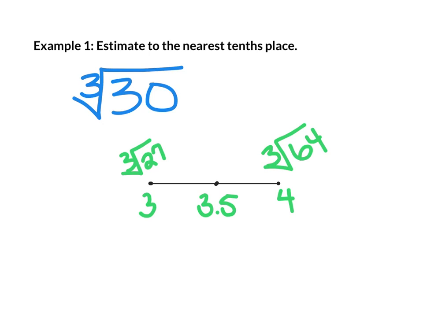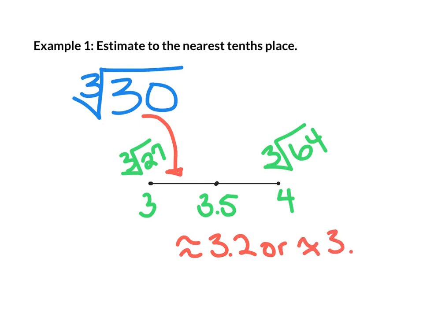So I know that the cube root of 30 is closer to 27. So it's about here. So my approximation would be about 3.2 or about 3.3.